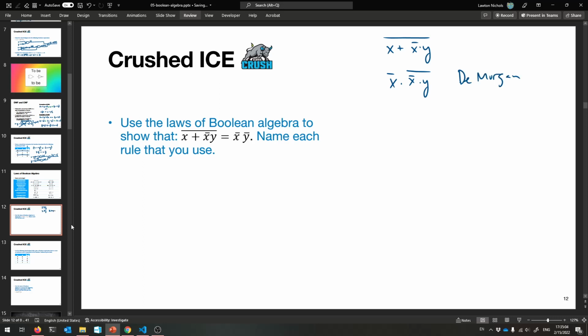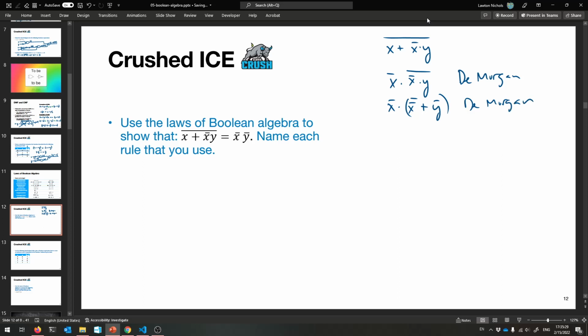And now let's keep pushing that negation that's not on a single term inwards. Okay, so this is another De Morgan we can use right here. So this one stays, and the and becomes an or, and we distribute that complement. So x complement complement, ORed with y complement. That's another De Morgan. And now we're off to the races.